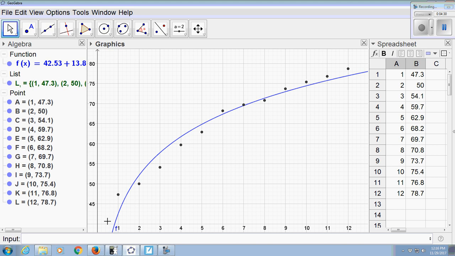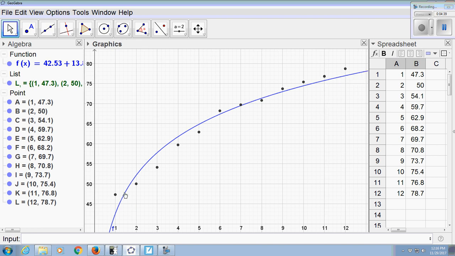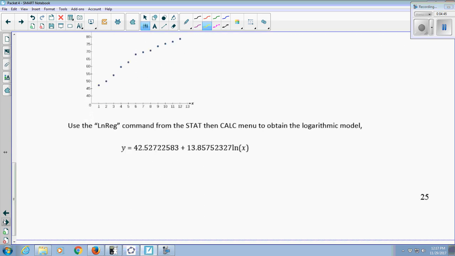Looks like a pretty decent fit for the data. And I'm just going to move this over so you can see the whole formula is 42.53 plus 13.86 ln x. So that's what I've got here. I just included a lot more decimal places when I wrote it down.